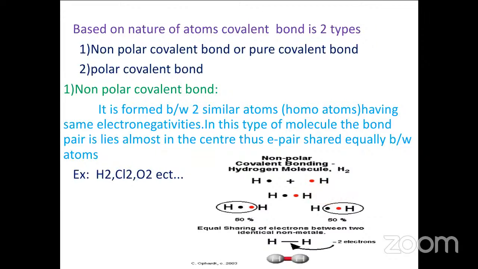For example, in the H2 molecule, each hydrogen requires one more electron to get stability. So each hydrogen contributes one electron for sharing. This electron pair in this molecule lies in the center of these two atoms. Whenever it is in the center, these two atoms share the electron pair equally.